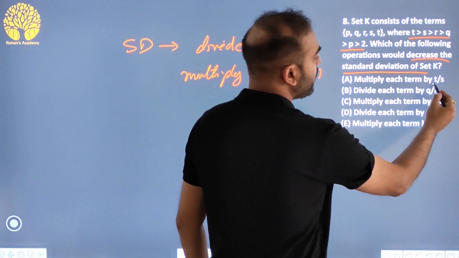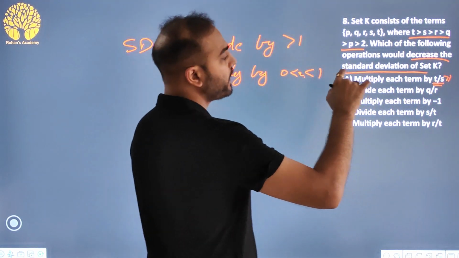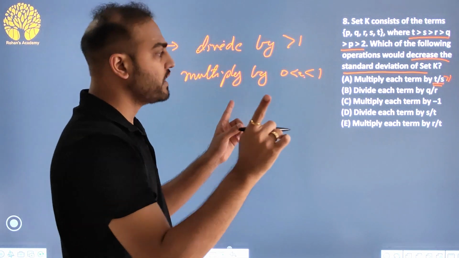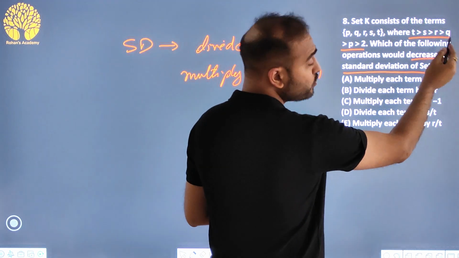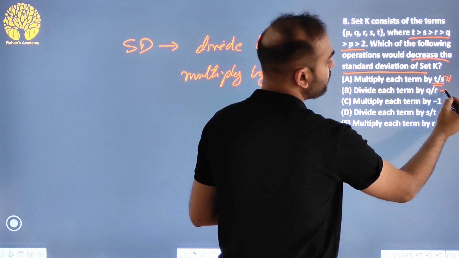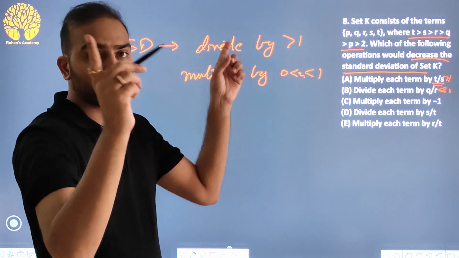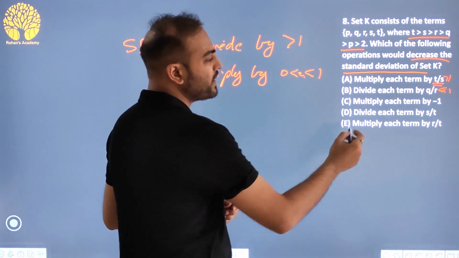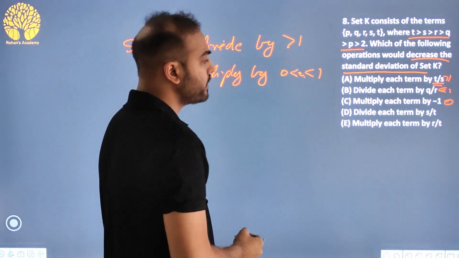So if I multiply by t by s, t by s is greater than 1. Multiplying by greater than 1 will increase the standard deviation. Divide by q by r. Q is less than r, so you are dividing by a decimal value. So what will happen? Again, the value will inflate. Multiply by minus 1, standard deviation, no change, right?